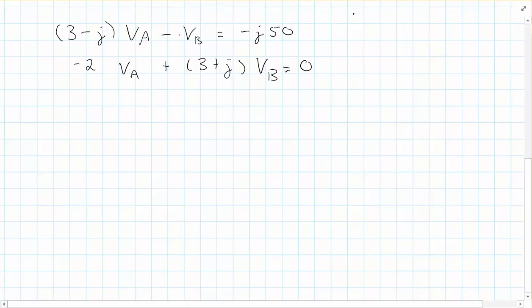You could solve for VB, substitute in, and then you get a single equation with VA, and that'd be fine to solve. And it actually wouldn't be too difficult to do, but I'm going to do this a different way here. What I'm going to do here is show us how to do this using matrices.